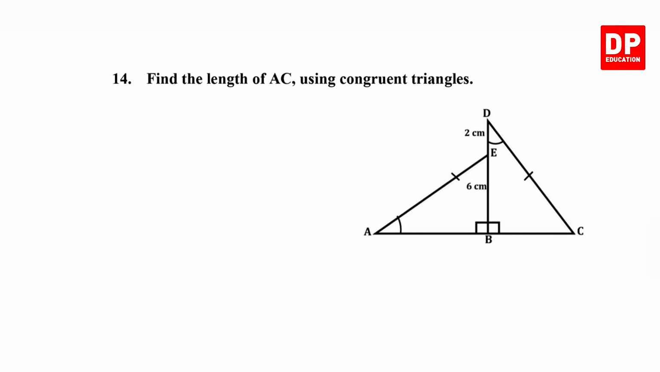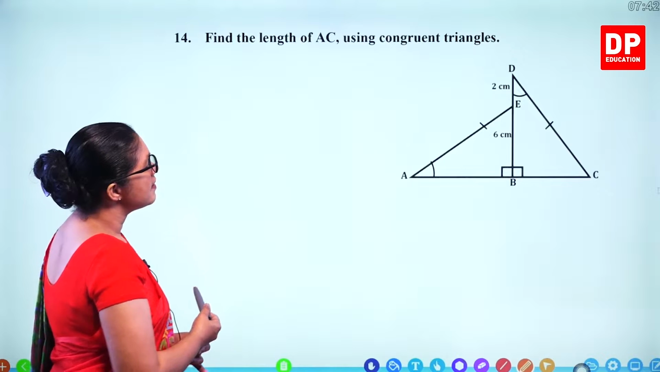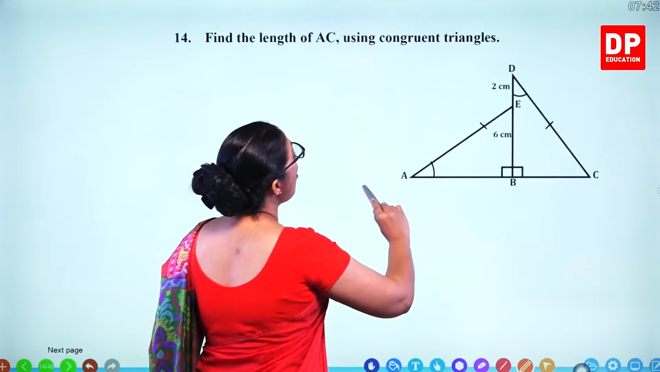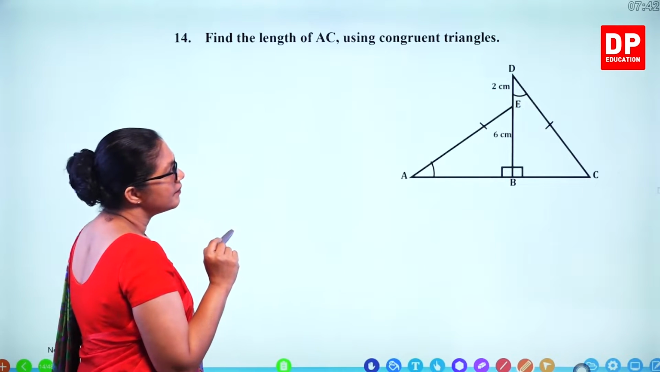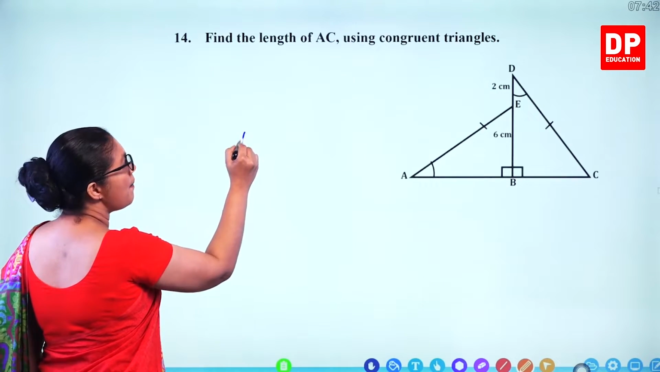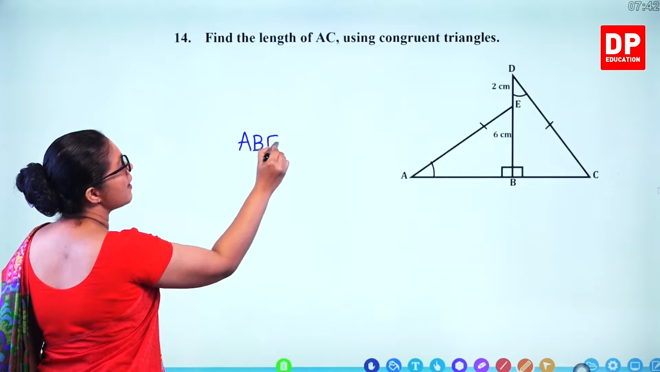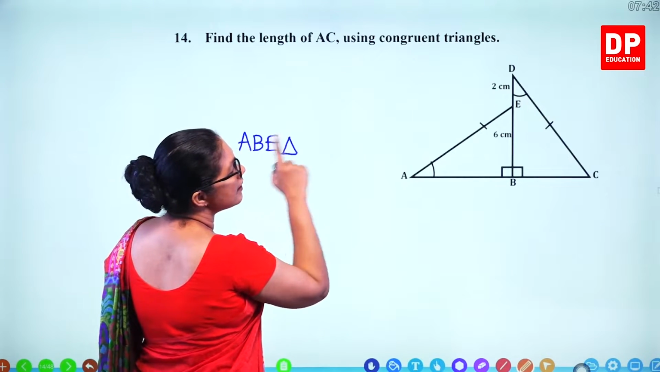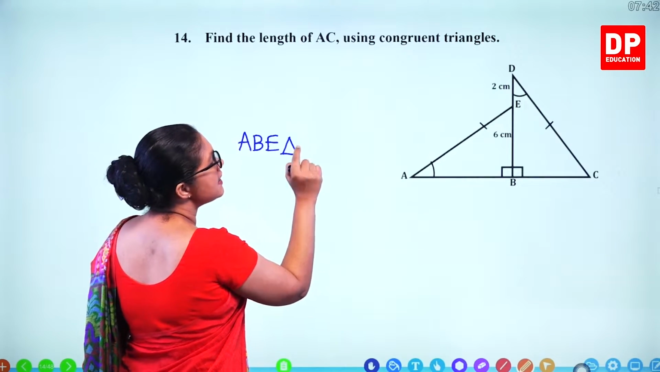Question number 14. Find the length of AC. That means this length, using congruent triangles. So that means the two triangles are congruent. Look carefully. ABE triangle and the other triangle, BCD triangle.